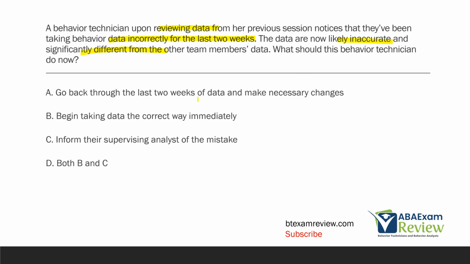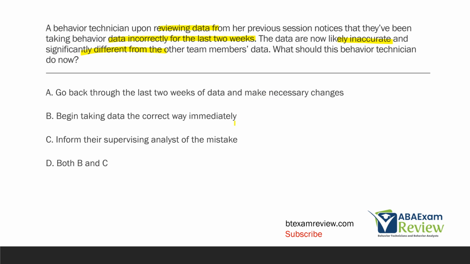So, what does this technician need to do now? A, go back through the last 2 weeks of data and make necessary changes. No, the data are done. It's already been collected. Nothing we can do now. Do not retroactively change data. That's just not a good representation of what is actually going on. It's a very poor thing to do to try and go back and change data that have already been taken.